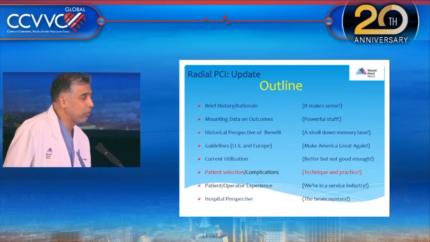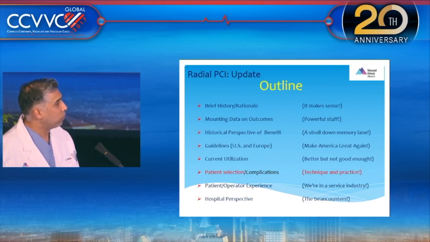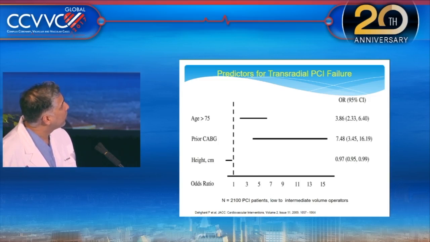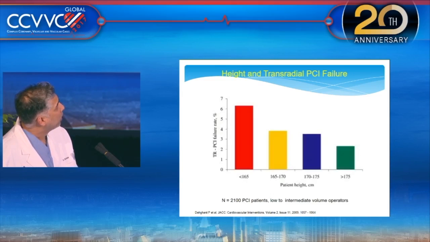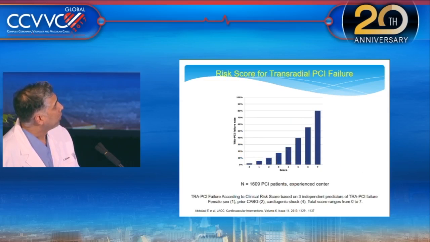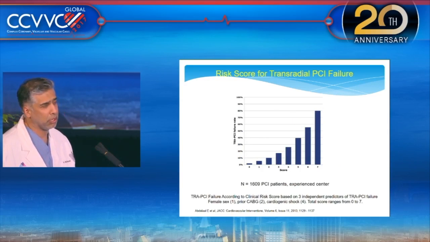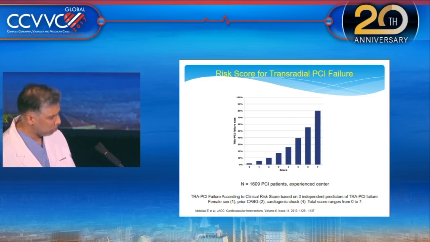How do we select this, and how do many people select their patients for this route of angiography and stenting? This looked at factors that can predict failure of transradial PCI. So age over 75, prior CABG, being taller made it easier, so short height. This just showed that the rate of failure increased at 165 or lower centimeters, 5'5". This was a trial that looked at a scoring system, and they concluded that female sex, a prior CABG operation, or presenting with shock with a point system increased the probability of transradial failure.